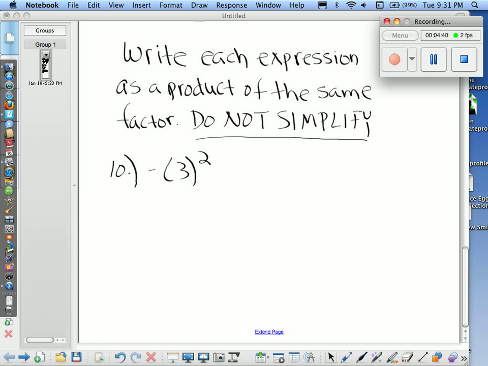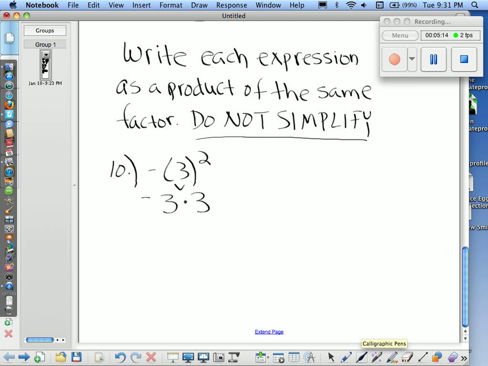Okay, the back of the formative assessment was where we seemed to have the most trouble, so I'm really glad that everybody was good with the absolute value. It said do not simplify here and to just write it as a product of the same factor, which means to show that repeated multiplication. So in number 10, this negative sign is on the outside, so it stays, and we're just trying to show what this part means. And this means 3 times 3. So that's all we needed to do there. We weren't going to simplify.